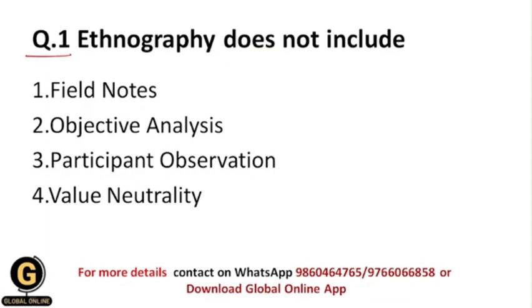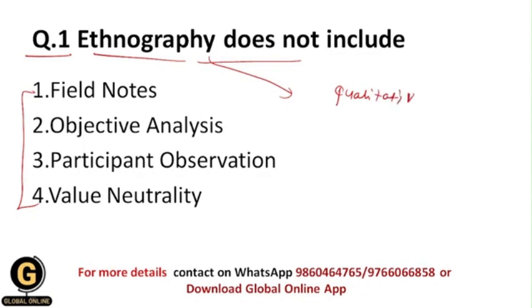Question 1 is: ethnography does not include. From these options, which is the option which is not included in ethnography? Ethnography is a qualitative research method, because within it we study the culture of a specific community or society. We also study the behaviors of the participants, how they behave, what their characteristics are within a community, and what the cultures of the community or society are.